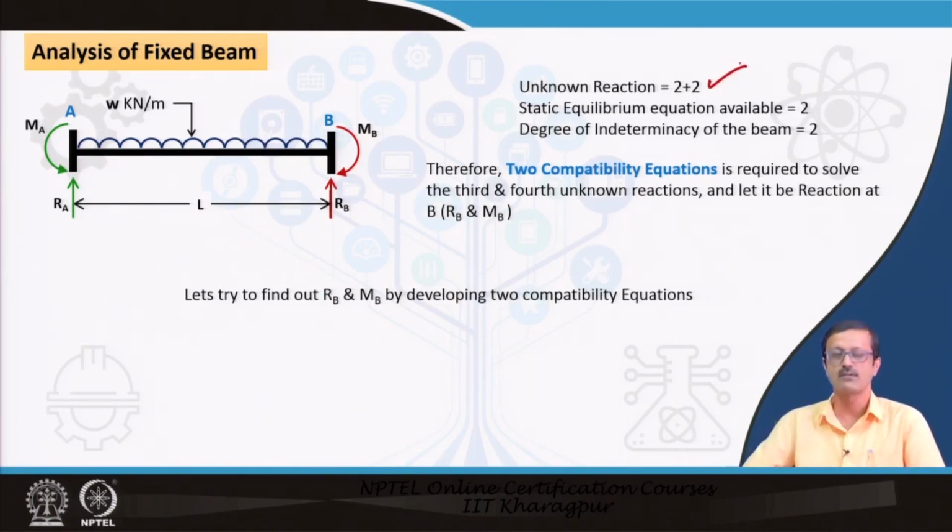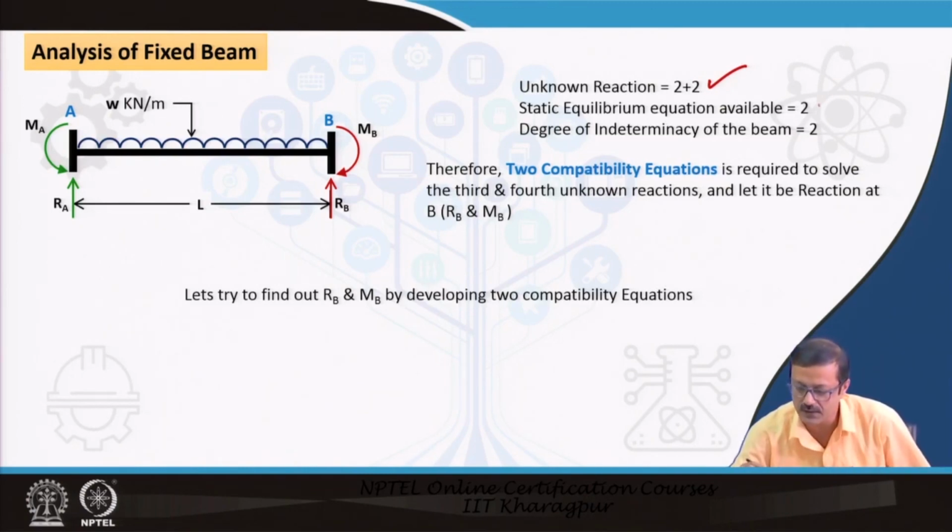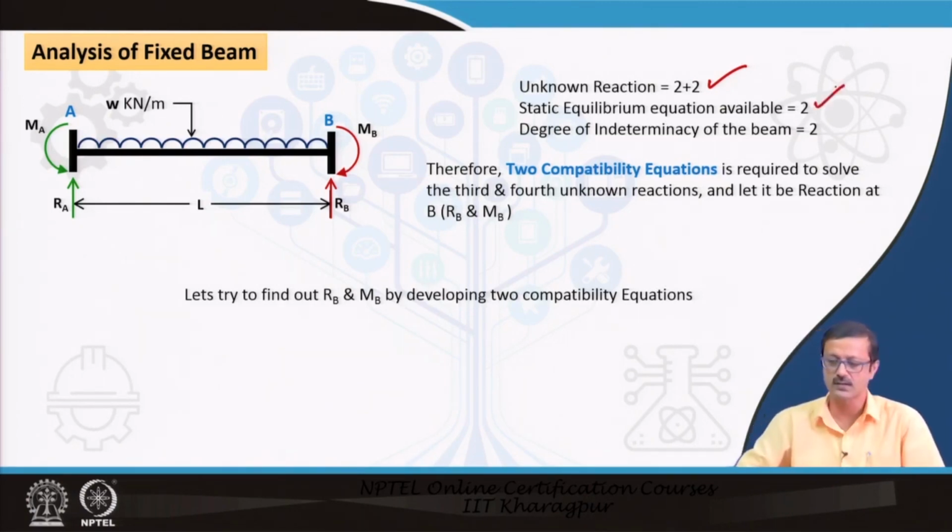And the static equilibrium equations available are 2. Instead of 3 I am taking 2, because I am not going to take the horizontal reactions, and the degree of indeterminacy of the beam is going to be 2, because it is 4 minus 2. So, 2 compatibility equations are required. Compatibility equations come from the geometrical conditions and the deflected conditions of the beam, which are known to us. We have discussed that in detail in the last lecture. So, here we have to go with the force method, and two forces will be the unknown.